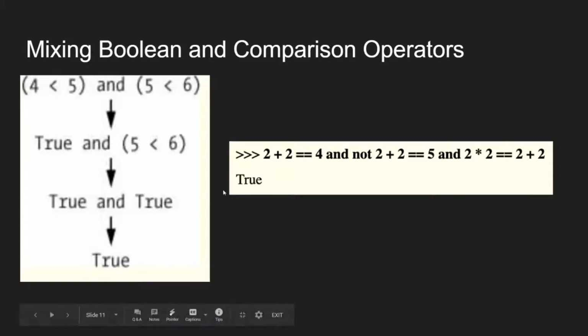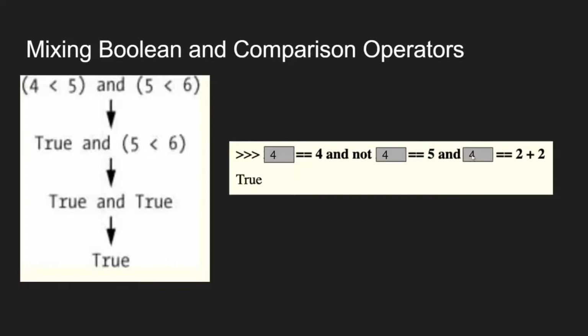To visualize it more, we can go through step by step how this whole mess turns into true. So first, 2 plus 2 is evaluated to 4. 2 plus 2 is evaluated to 4. 2 times 2 is evaluated to 4. And 2 plus 2 is evaluated to 4. Then we check if 4 equals 4, and this evaluates to true. This here will evaluate to false, and this will also evaluate to true. Then not false evaluates to true. Then true and true, that's true. And then true and true, this evaluates to true as well.